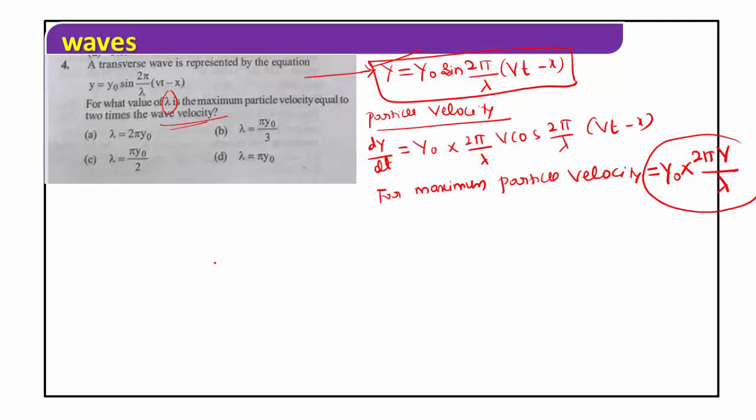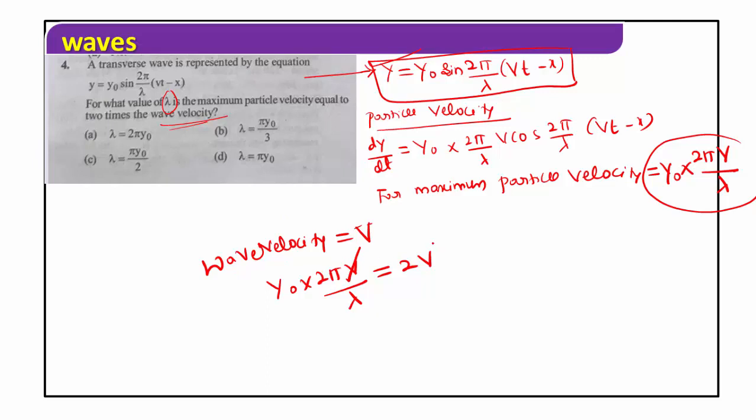But you know the formula. Wave velocity is mathematically denoted by the symbol v. Therefore, this equation y naught into 2 pi into v divided by lambda is equal to 2v. So y naught into 2 pi into v divided by lambda equals 2v.